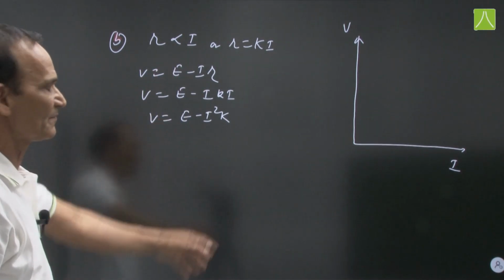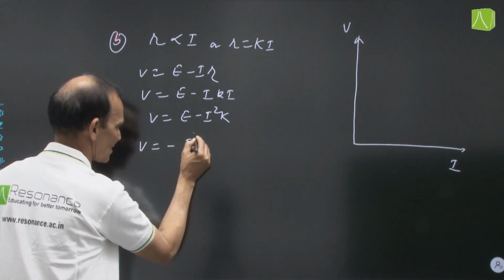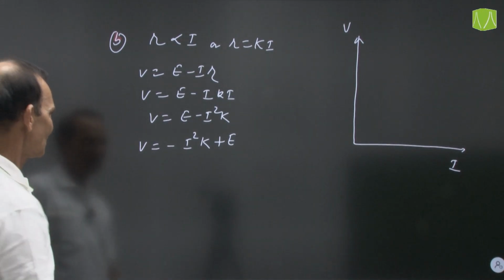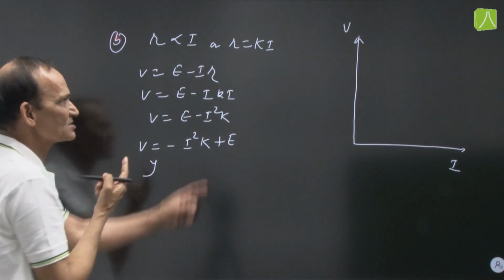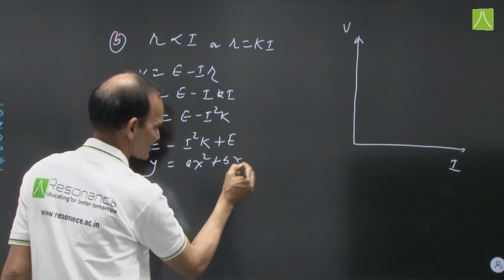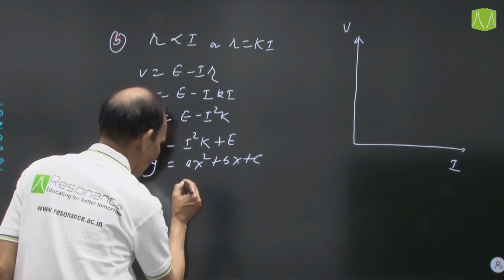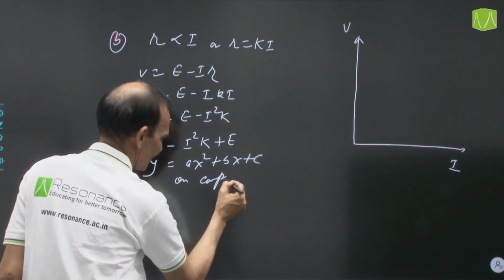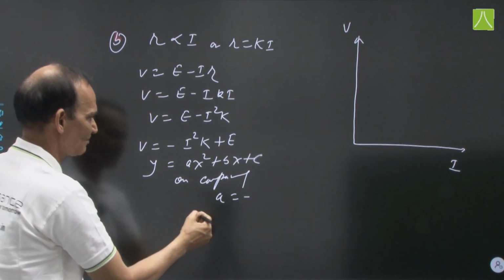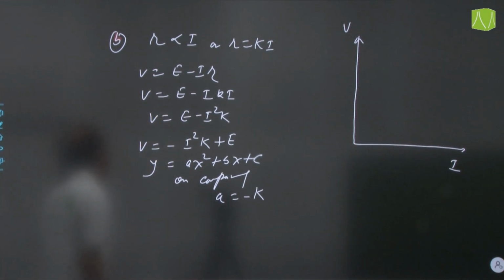You have to plot the graph between V and I. So think about it. V is equal to minus I square K plus E. It is a parabola. The form is Y equals ax square plus bx plus c. On the x-axis, what is V? On comparing, what is the value of A? Minus K, it is negative. If A is negative, then the parabola will open downward.